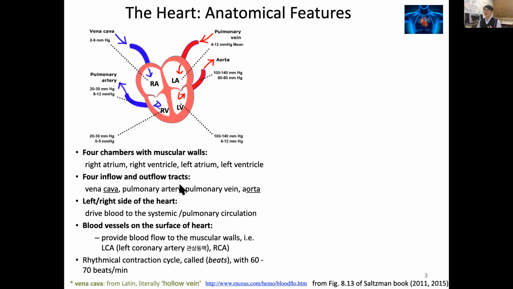And now let's consider this left part and right part of the heart. Their roles are a little different. They basically do drive blood. The right side of the heart drives blood through the pulmonary circulation. The goal is to get the blood oxygenated. And with that oxygenated blood, the left side of the heart does the sending out throughout the whole system. So it's called systemic circulation.